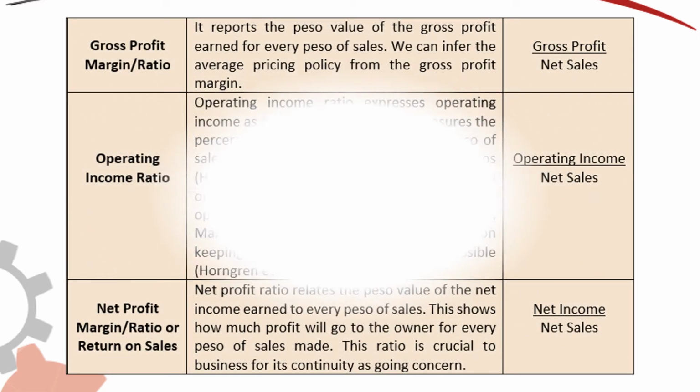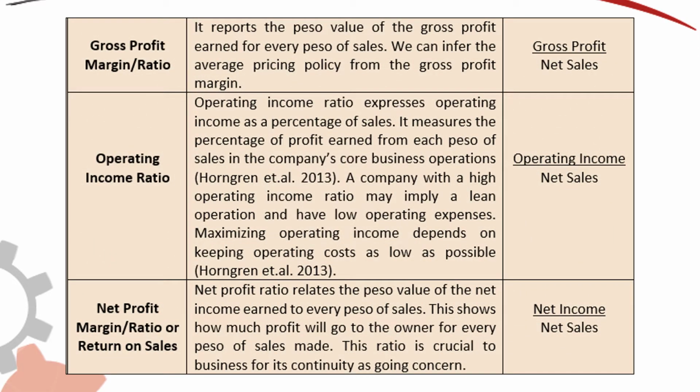Let us discuss the profitability ratios. First, we have the gross profit margin or the gross profit ratio. This reports the peso value of the gross profit earned for every peso of sales. We can infer the average pricing policy from the gross profit margin. The formula for this is gross profit divided by net sales. This answers the question: for every peso sale, the business will generate how much peso for its gross profit.